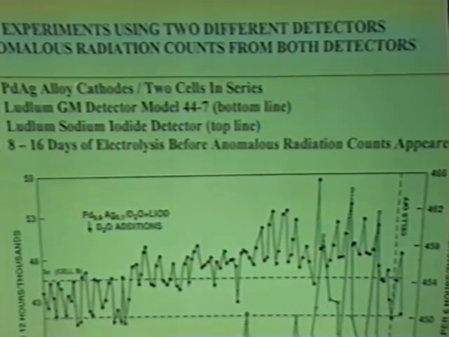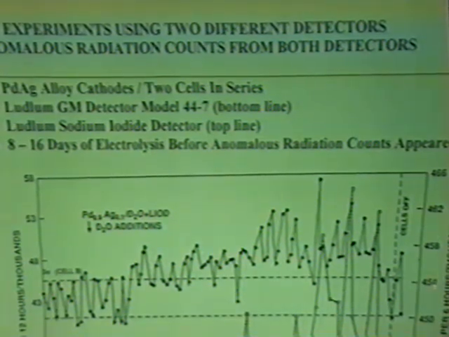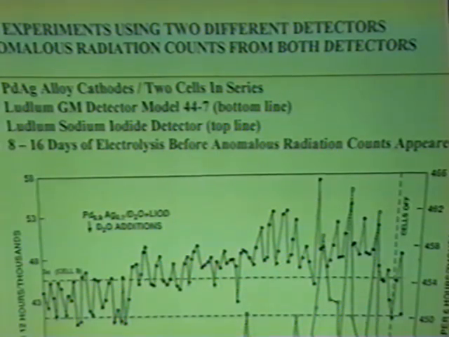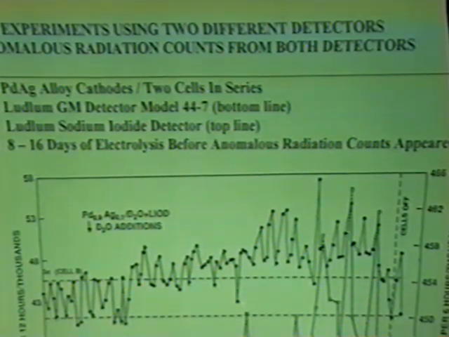This shows a palladium silver alloy cathode, 2 cells run in series again. And we had two different detectors. One Geiger meter detector as before, but here we had a sodium iodide detector which gives you more counts. This is counts for sodium iodide over here at 450,000 for 12 hours, as you see here. In this experiment, it took time. We had the cell running here, but it took about 14 days or maybe 15 days before we saw any anomalous radiation effects. And this is very similar to what we see with excess heat. It takes about 1 or 2 weeks before excess heat shows up.